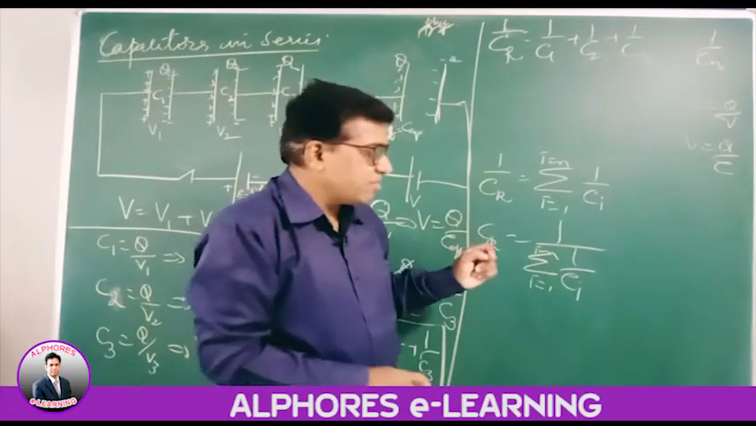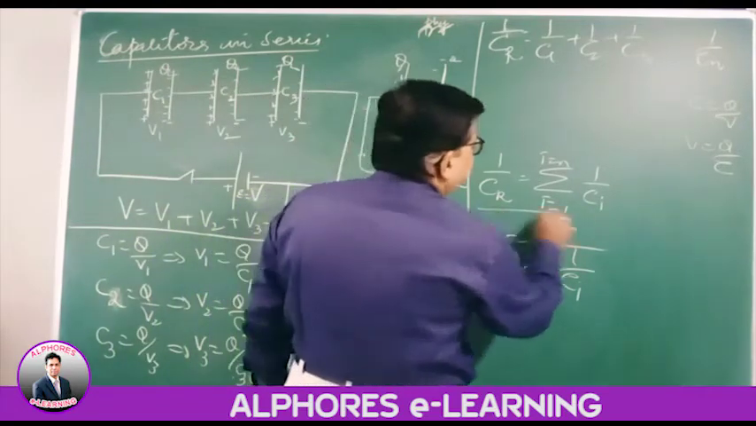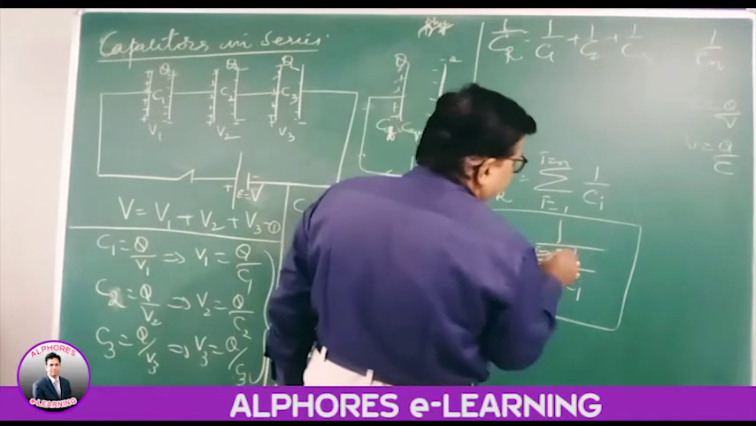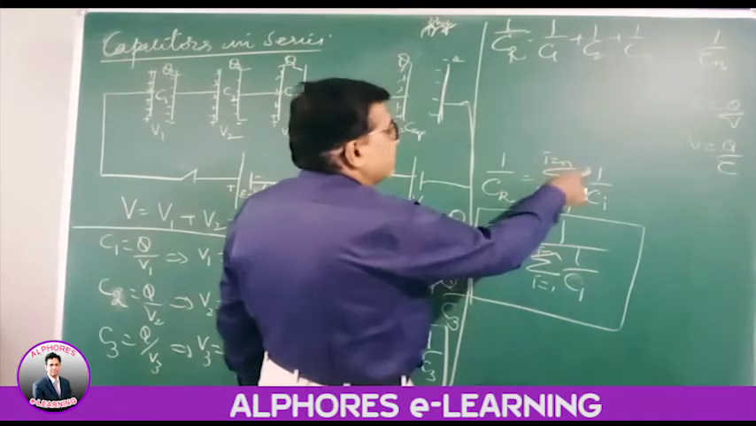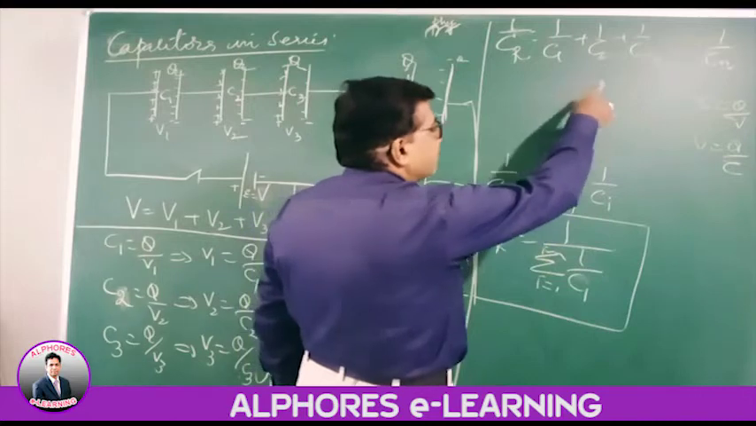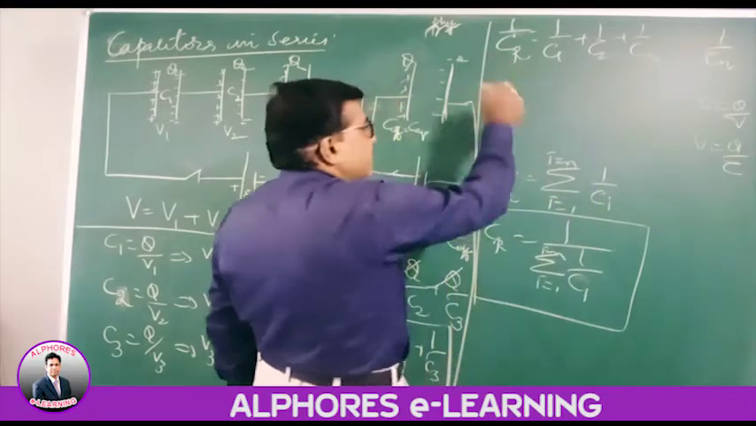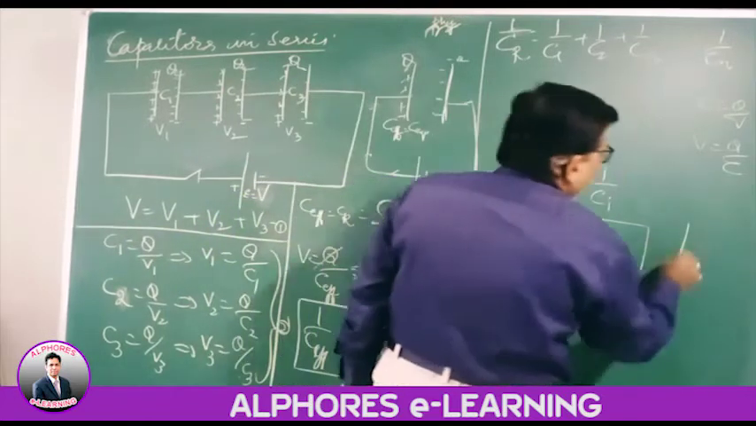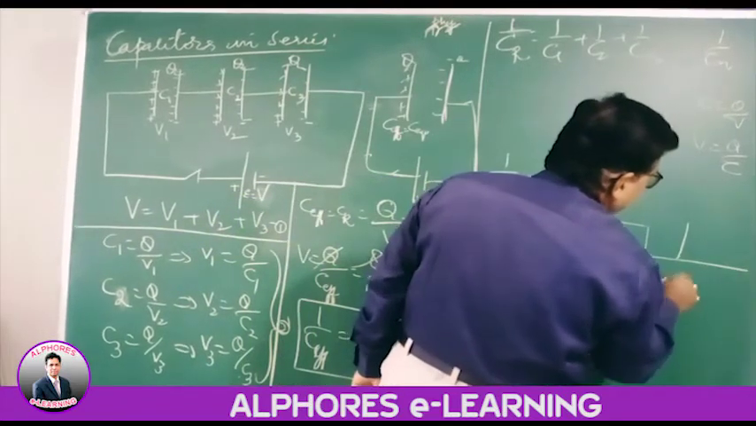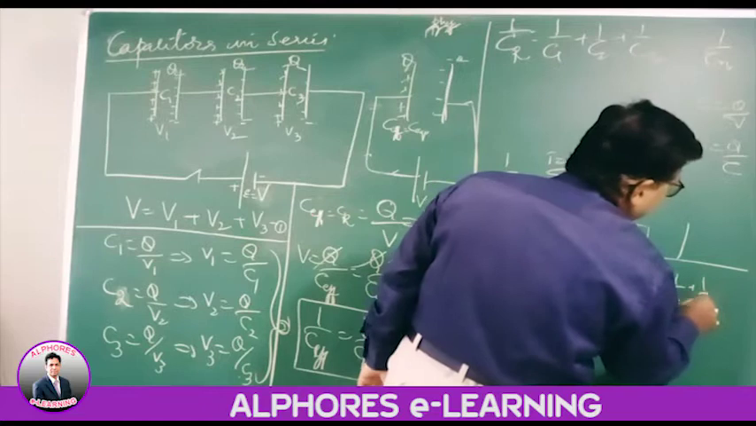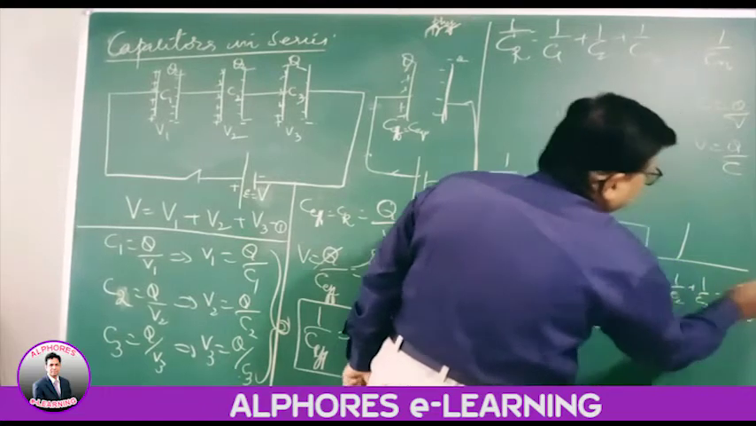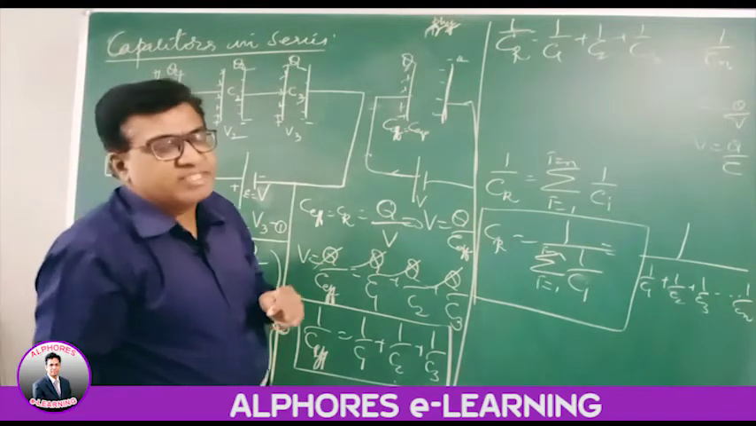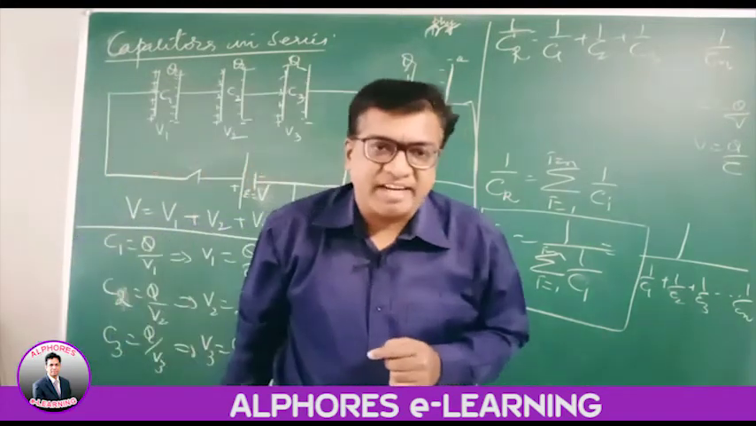So the resultant capacity in series combination, the effective capacity Cr, is 1 by the sum from i equals 1 to n of 1 by Ci, because 1 by Cr is 1 by C1 plus 1 by C2 plus 1 by C3. So Cr is the reciprocal of it, taken in the denominator. So this is 1 by the sum of 1 by C1 plus 1 by C2 plus 1 by C3 up to 1 by Cn, whatever the number is. This way you can find the resultant capacity when the capacitors are connected in series.